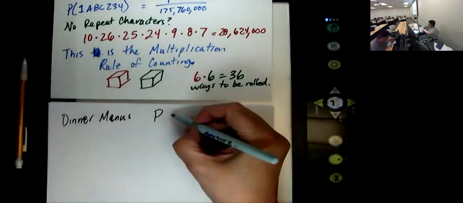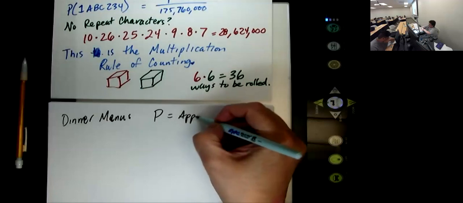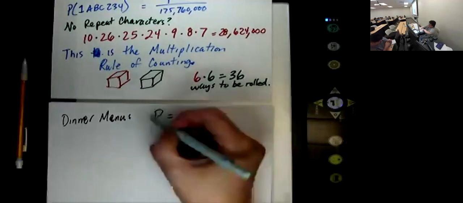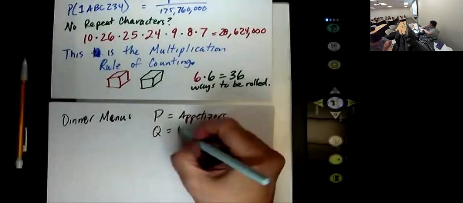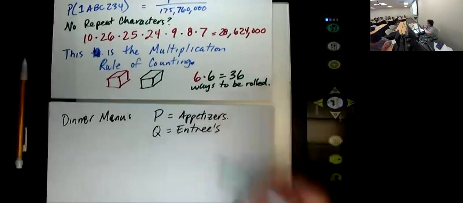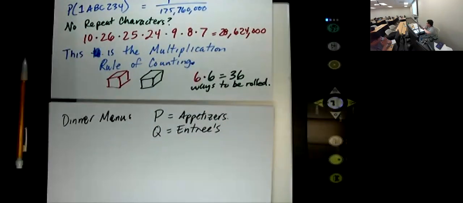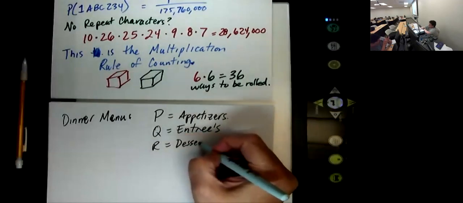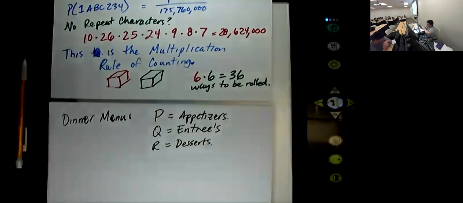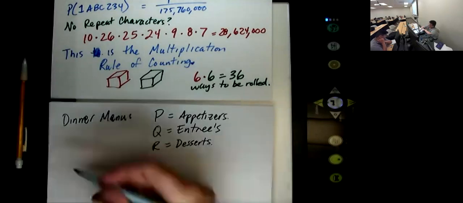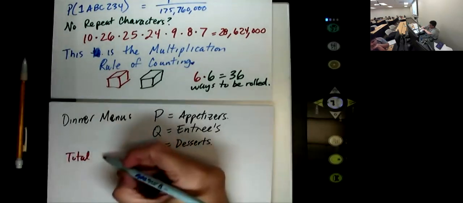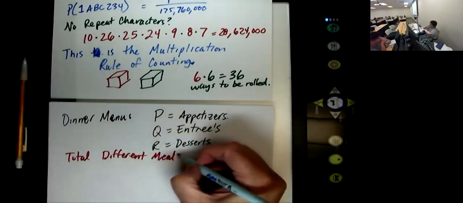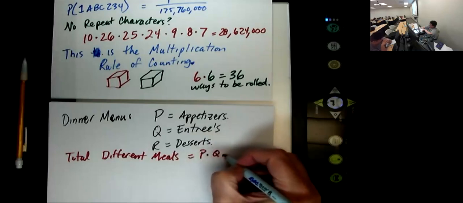You have P different choices for your appetizers. You can pick one appetizer out of so many. Then maybe Q for the number of entrees. Chili's, I think, has maybe 6 or 7 entrees you can pick from. Each person can pick a different entree. And then there are desserts, you can pick one from the desserts. And so the total number of different meals that can be made is P times Q times R.